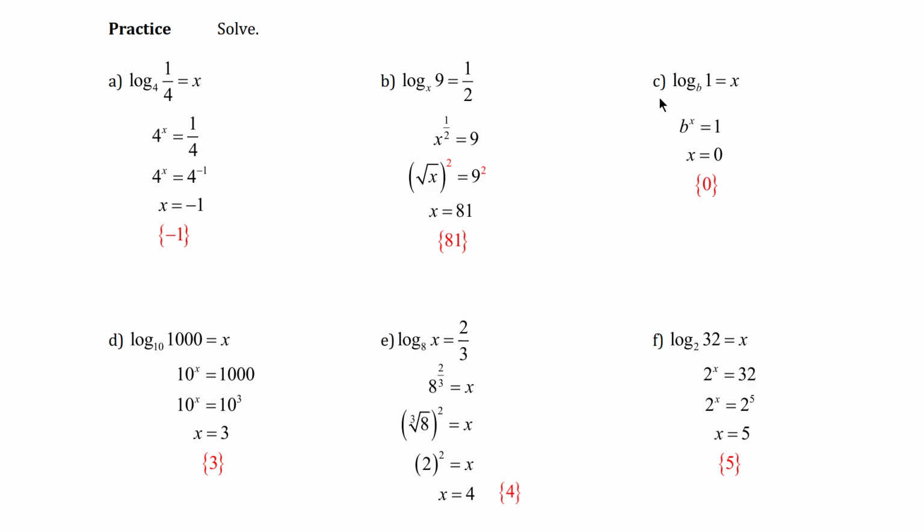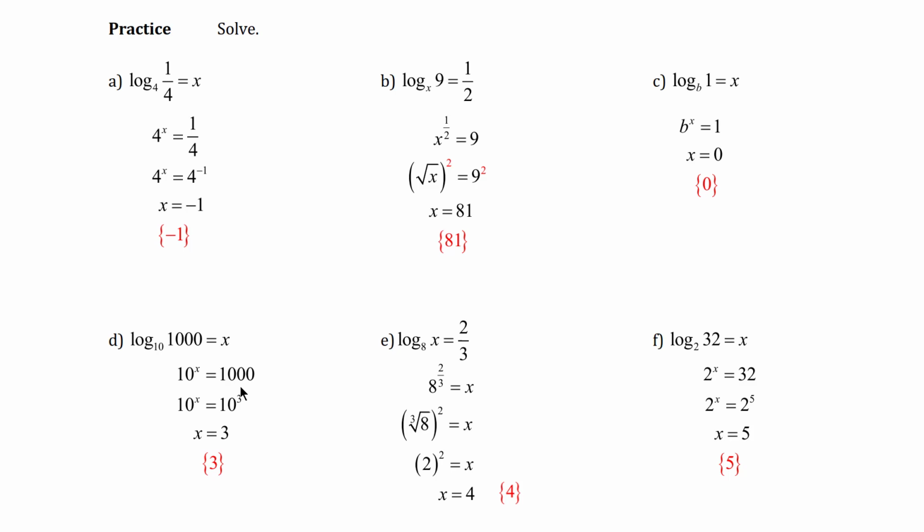For part C, we rewrite this as an exponential equation. We get b to the x power equals 1. The only possible value that we can get for x so that b to the x power is equal to 1 would be 0. So we have x equals 0, and our final answer in set notation is curly bracket 0, close curly bracket.